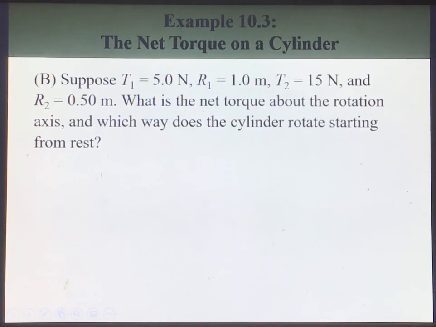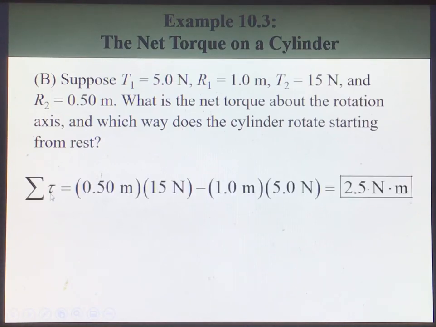Now suppose that T1 equals 5.00 newtons, R1 equals 1.00 meters, T2 equals 15 newtons, and R2 equals 0.50 meters. Then we can just substitute the values here to calculate our net torque. If you plug in all those values, you get 2.5 Newton meters.